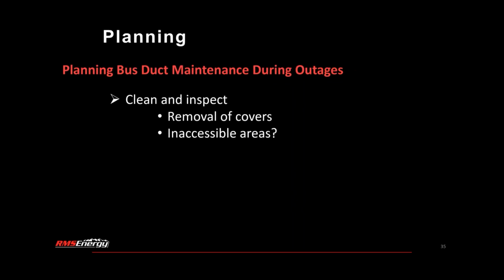So a major consideration when planning for bus duct maintenance is inspection and access. Generally, to get to these components, you're going to have to remove many of the covers on the bus, if not all of them. But one consideration is how to inspect inaccessible areas. We mentioned seal-off bushings and fire stop barriers. If there's no access to those areas, you may want to consider adding some inspection access covers so that you can inspect them in future outages.